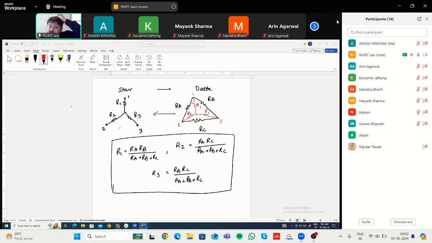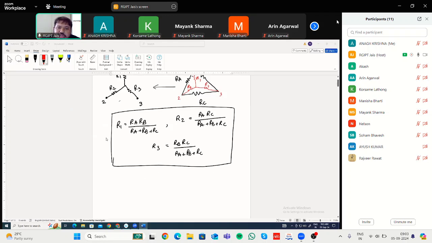That means we have to represent RA, RB, and RC with respect to R1, R2, R3, because today the star is given to us. That means the R1 value is known, R2 value is known, R3 value is known, and from that we have to find out RA, RB, RC. That means we have to go in the opposite direction. Now for that, what will we do?